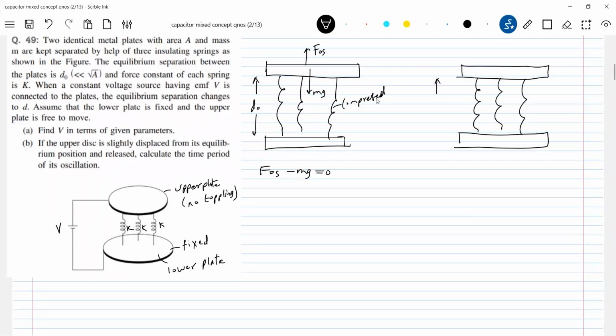So the separation now will become equal to D. Now, shall I say some additional spring force will act? So I'll write it F naught S plus this additional spring force, 3kx, then mg, then electrostatic force, because it is connected to the cell.